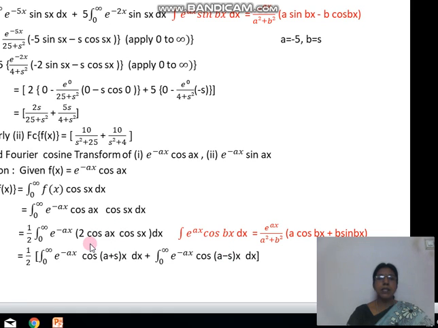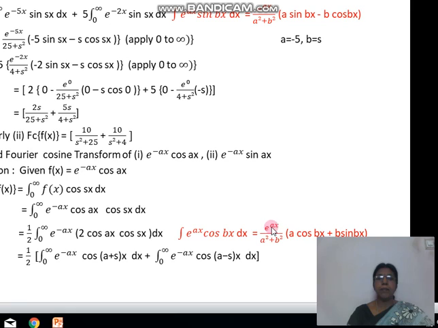So integrate those two terms separately. 1 by 2 integral 0 to infinity e power minus ax cos ax plus sx, that means x common, a plus s x dx, plus integral 0 to infinity e power minus ax cos a minus sx, that is a minus s x dx. Now the first one is in the form of e power ax cos bx dx.